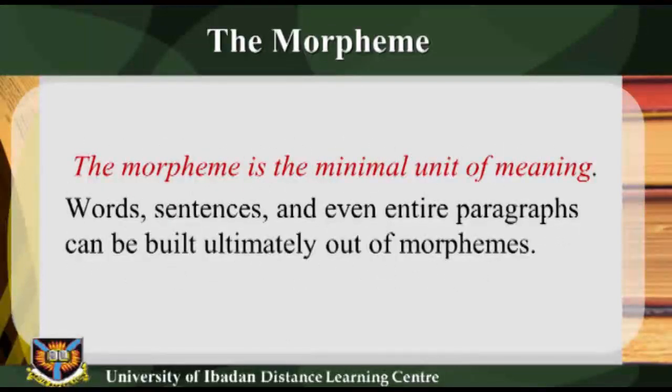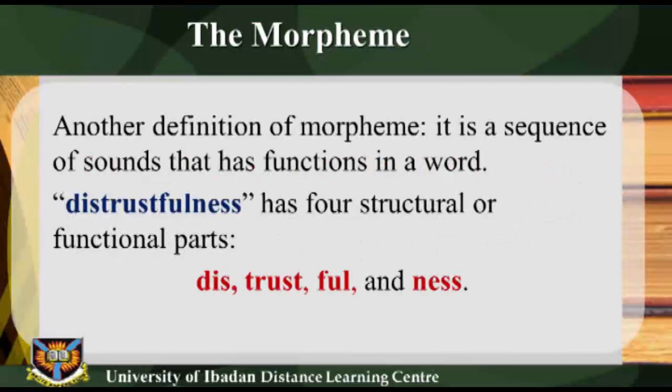The morpheme, from morph, a Greek word meaning shape or form, is the minimal unit of meaning. Words, sentences, and even entire paragraphs can all be regarded as being built ultimately out of morphemes. Minimal means that an utterance cannot be divided into other, smaller meaning units. Still another definition of morpheme is that it is a sequence of sounds that has function in a word.